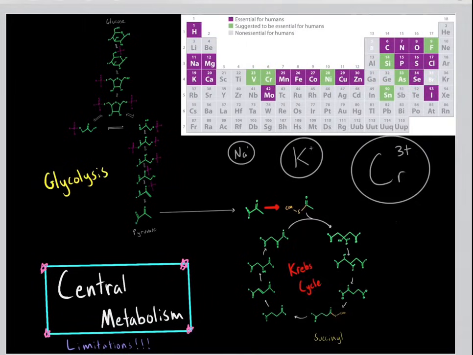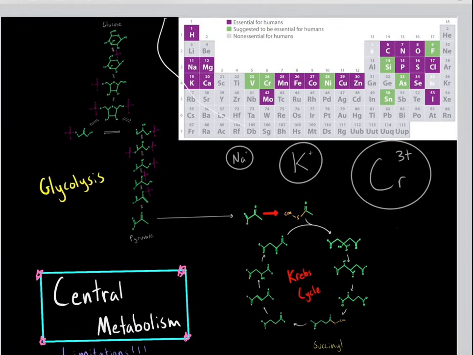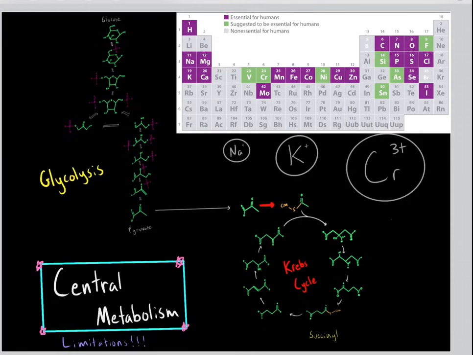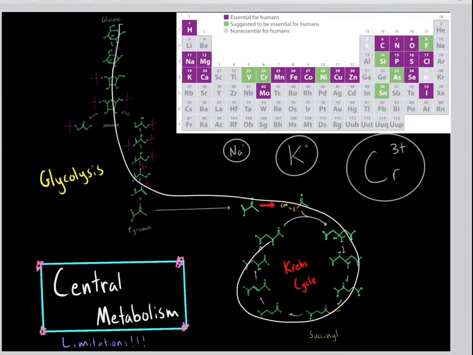And the same thing with minerals, with electrolytes. For example, sodium and potassium and chromium. We cannot take these intermediates. We can't take glucose with these carbons and oxygens and hydrogens and transmutate these elements to form sodium ions or potassium ions. So therefore, these minerals we must get from our diet. So all these elements in purple are the minerals we must get from our diet. And these minerals are really important. Some of these minerals, for example, chromium is really important for certain enzymes to function properly. So there are limitations to what we can do with central metabolism.